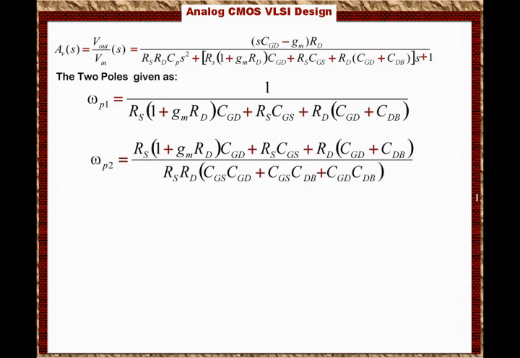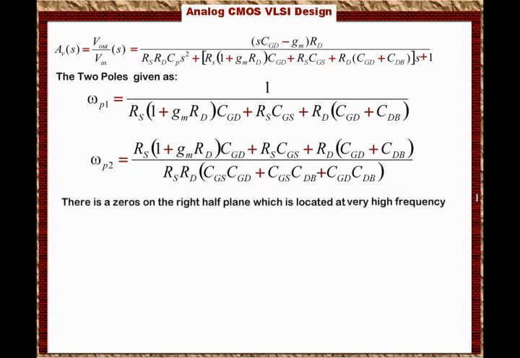It's basically the parallel capacitance. What is also interesting is that there is a zero on the right half plane, located at very high frequency. Omega Z1, the zero, is equal to gm over CGD. So that zero is located on the right half plane.